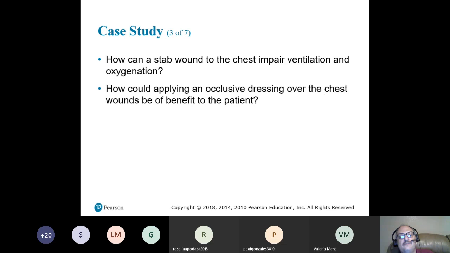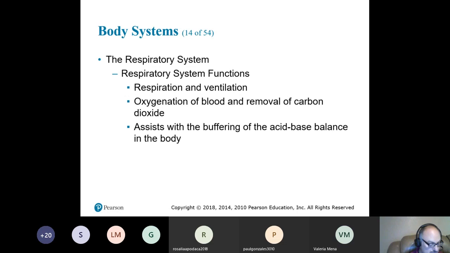How could applying an occlusive dressing over the chest wounds be of benefit to the patient? And again, we haven't covered that, so you have no idea. But the way it would benefit is because it closes off that wound so no air can get inside the chest. A total seal? Yeah, a chest seal. Remember the occlusive dressing? Tape it down on three sides? Yes, and leave one side open. Exactly. Or the new chest seals, they seal on all sides, but they have the flapper valve there. And that takes care of the air. So questions on that? No.